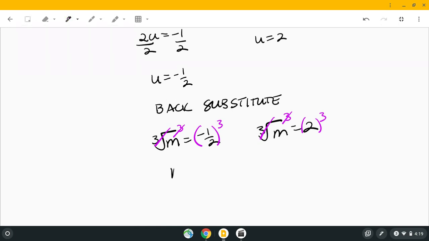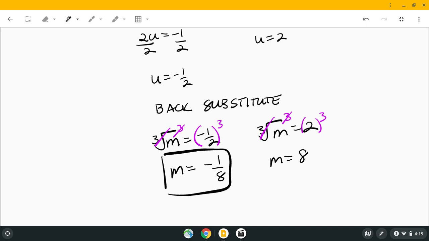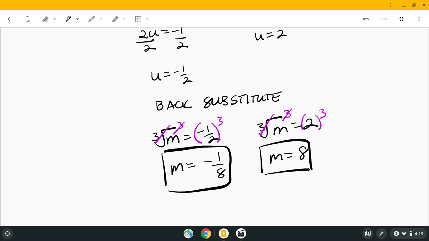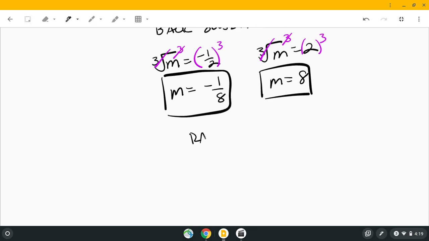All right, so I get m equals, and that's going to give me -1/8. And we'll need to check this again because we have radicals. And then over here, this is going to give me m equals +8. Okay. We have radicals, so check answers.